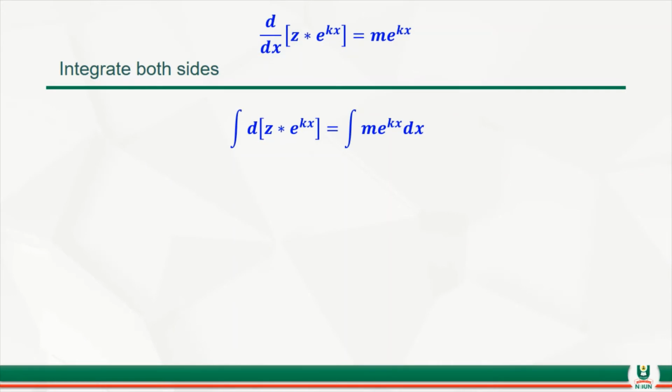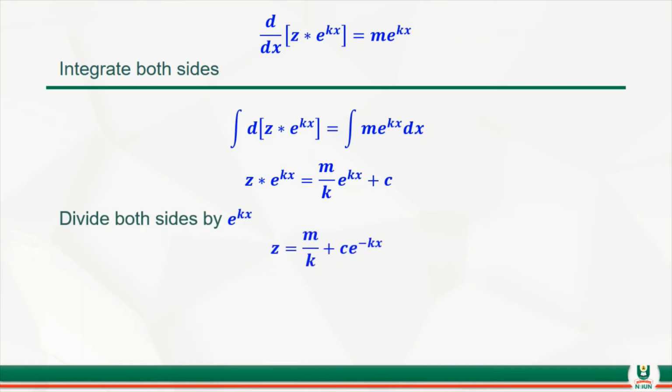By the time we integrate both sides, you see that the integral will take care of the derivative. So down we go, then we have our z multiplying exponential kx. What about if we want to integrate m exponential kx dx? How do we do that? We differentiate the power of the exponential, and if you differentiate kx with respect to x, we have k. Then you divide by it. That is why you see m divided by k. If it's differentiation, we multiply, but if it's integration, we divide. So that's why we now have m divided by k exponential kx plus c.